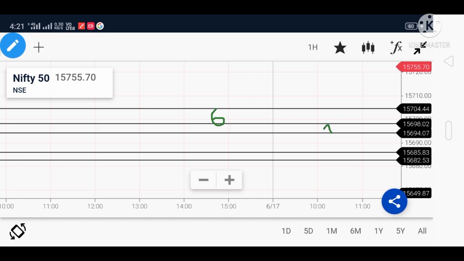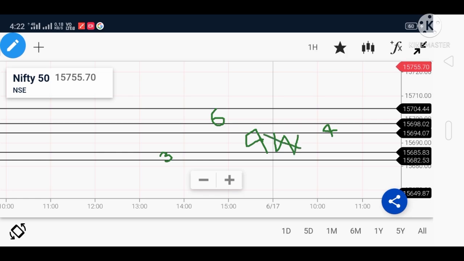Now the second one has 4 points difference, and for the third one, this is 15,694 minus 15,685. This is almost 9 points difference, right? Now 15,685 minus 15,682, this is almost 3 points difference. Now what we will do is find which one has the lowest difference.